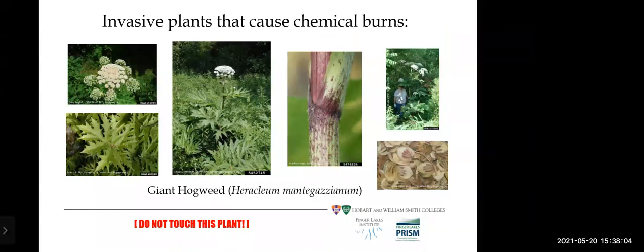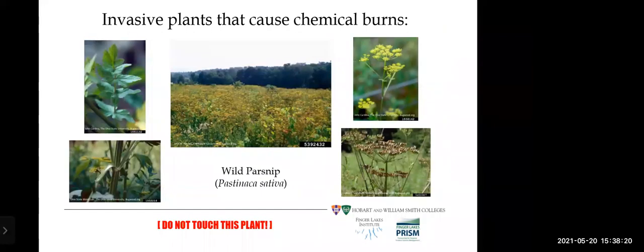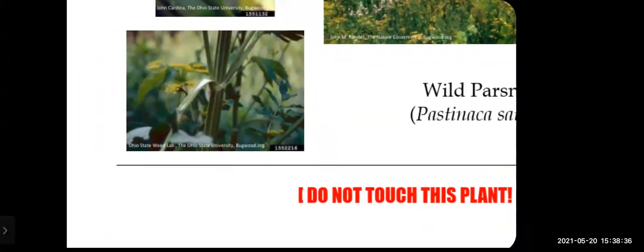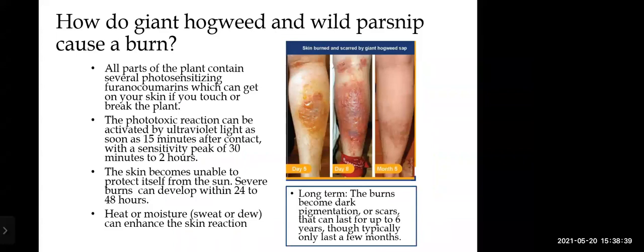Okay, so now we'll move on to plants that can cause chemical burns. We'll cover two species in this section. The first is giant hogweed, which you can see here. And we'll go over identification and characteristics of the species a little later on in the presentation. The second plant is wild parsnip, which you can see here. They're from the same family. The wild parsnip obviously has yellow flowers and is much smaller than the giant hogweed, but both can cause chemical burns. Okay, so here's an example of the damage that they can do.